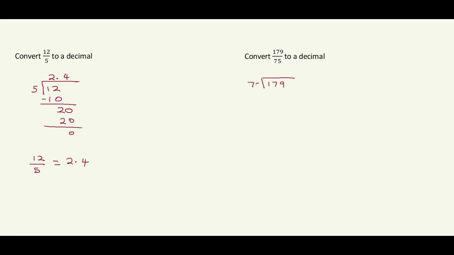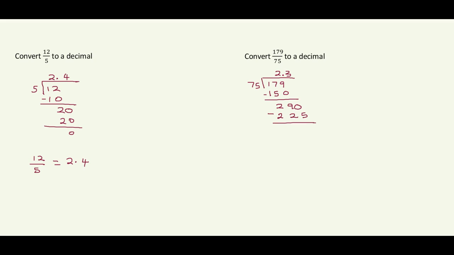Now let's go to 179 over 75. We divide 179 by 75. This happens 2 times. 2 times 75 is 150. We subtract and we have 29. 29 is less than 75, so we're going to put a decimal right here and append a 0 here. So 290 divided by 75, this is going to happen 3 times. 3 times 75, we have 225.